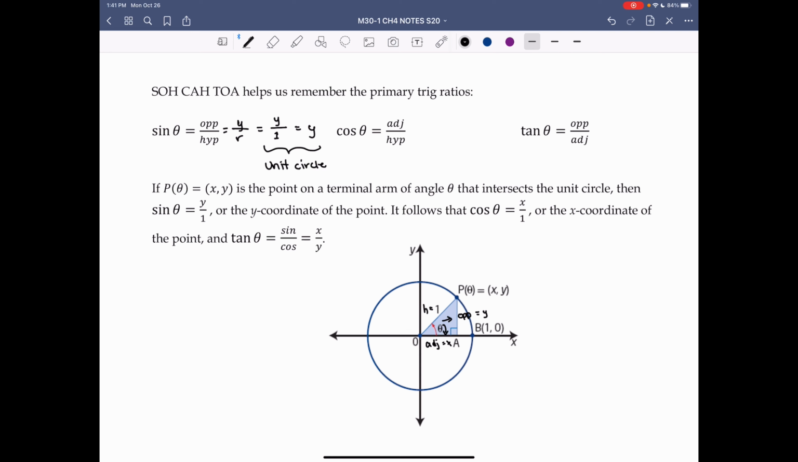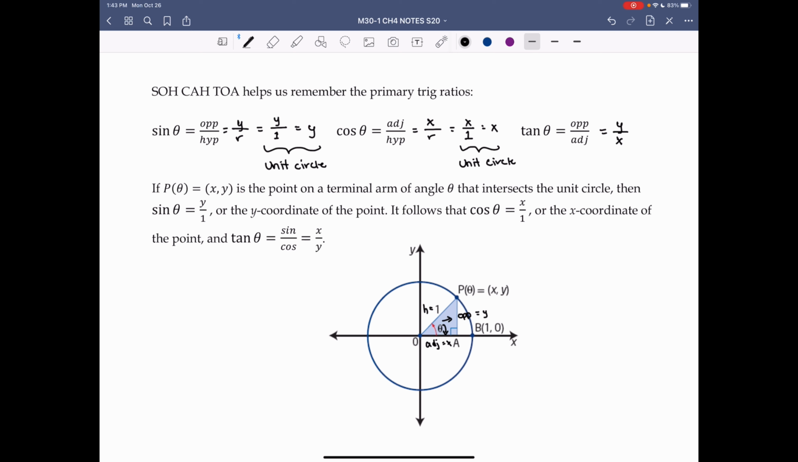Cosine, same thing. The adjacent side in our triangle is the x value. The hypotenuse is the radius of the circle. In a unit circle, the radius is 1, so we have x over 1, which leaves us with just x. And then for tan theta equals opposite over adjacent, our opposite side is y and our adjacent side is x.